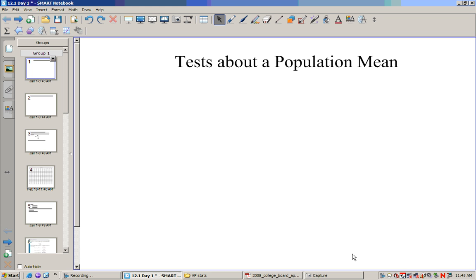We're going to be learning about the tests on the population mean today. We already learned about the z test statistic. Now we're going to learn about the t-test statistic. That's what happens when we don't know the population standard deviation.